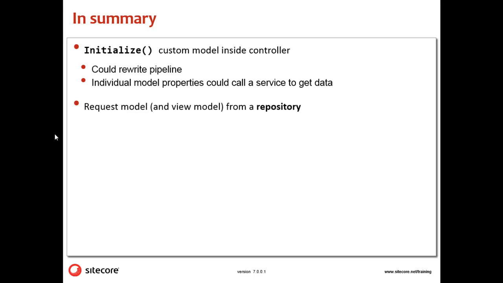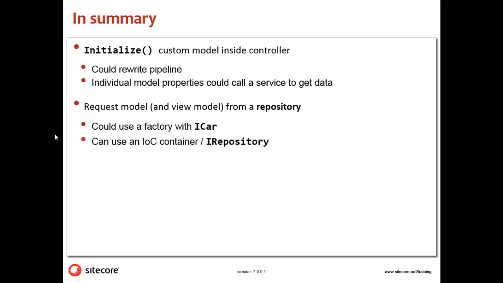Our second option was to get our model, and we also got our view model, from a repository of some kind. You could potentially also use a factory, so request an instance of an iCar and do all the resolving within a factory class. And you could of course inject your repository so that you could have something for Sitecore and something for testing. That way you are removing your dependency on Sitecore within the controller.